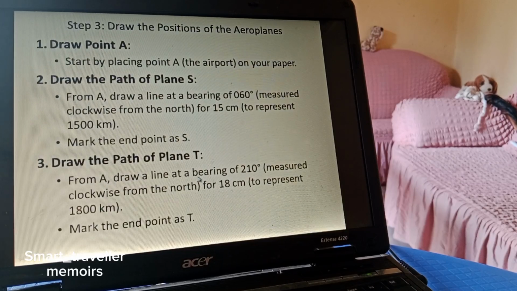Draw point A by placing point A, the airport, on your paper. Draw the path of the plane S. From A, draw a line at a bearing of 60 degrees measured clockwise from the north for 15 centimeters to represent 1500 kilometers. Mark the end point as S. Draw the path of the plane T. From point A, draw a line at a bearing of 210 degrees measured clockwise from the north for 18 centimeters to represent 1800 kilometers. Mark the end point T.